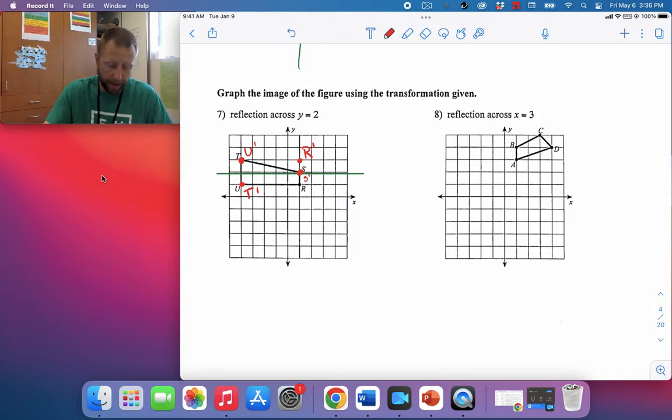Okay, so now my shape just looks, oh, let's straighten that out. There we go. Like this. Okay, so there's my new shape. Go ahead and pause the video. You try number 8.